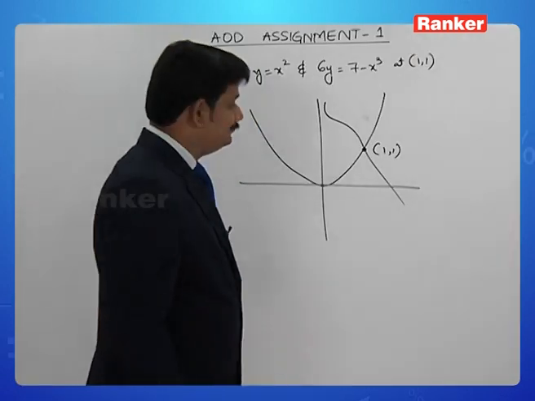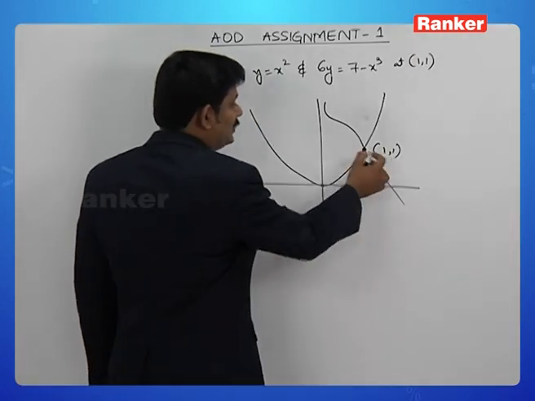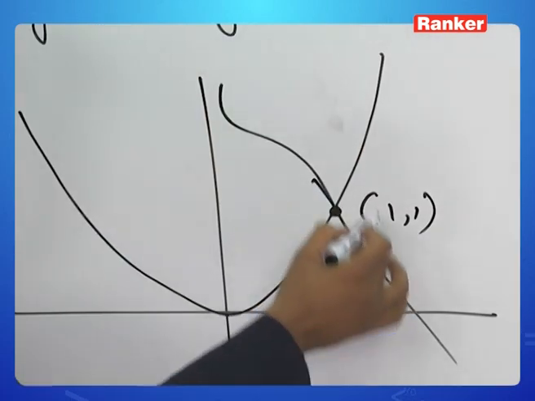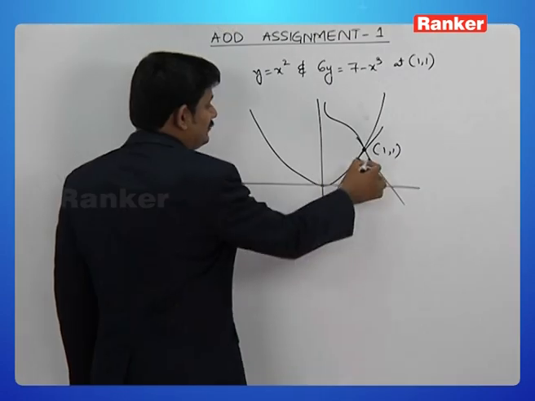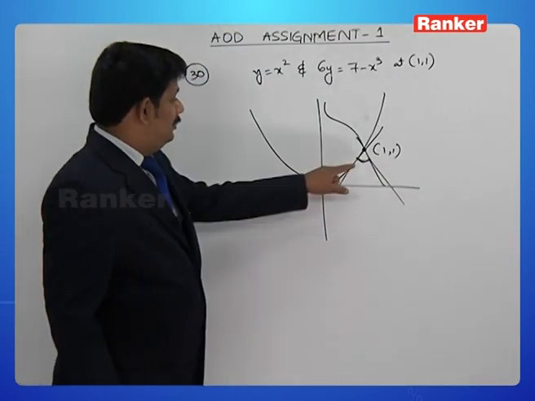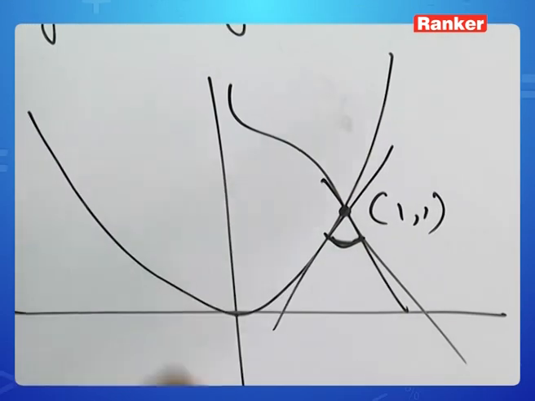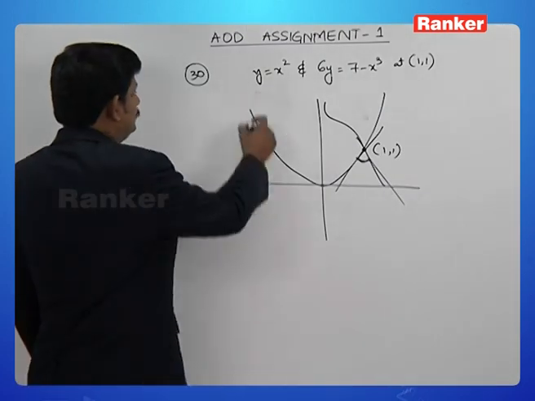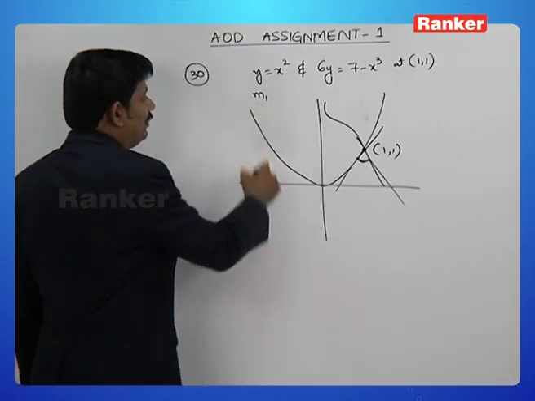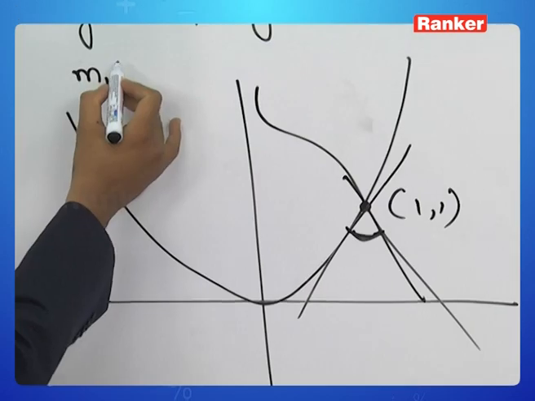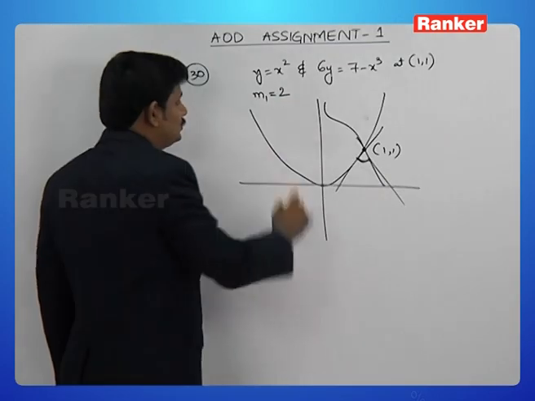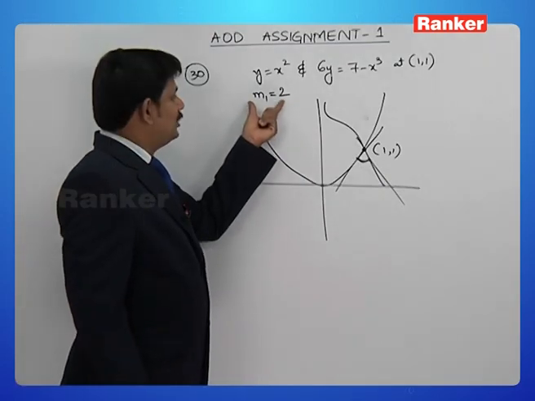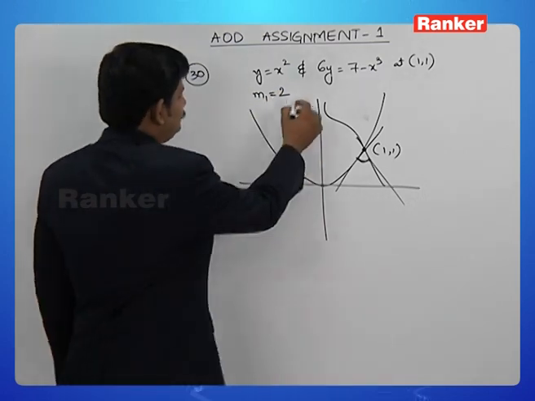It's a cubic curve. We are already given the point of intersection, so we have to find the angle between the tangents, and the angle between the tangents is given by m1 minus m2 by 1 plus m1 m2, where m1 and m2 are slopes of these two curves. Now differentiate this. dy by dx, m1, is equal to 2x and x is 1. So the slope of the tangent at the point 1 comma 1 to the first curve is 2.